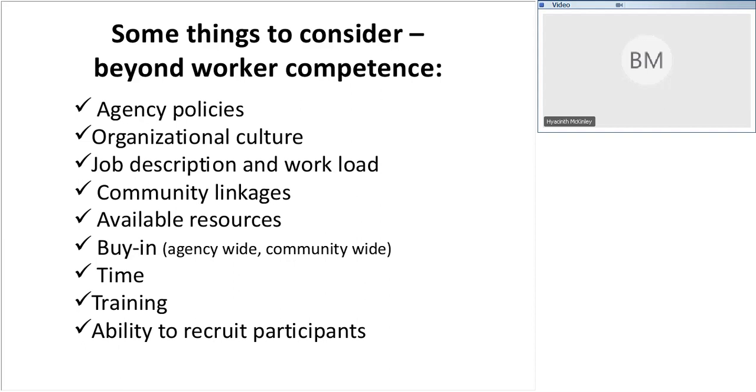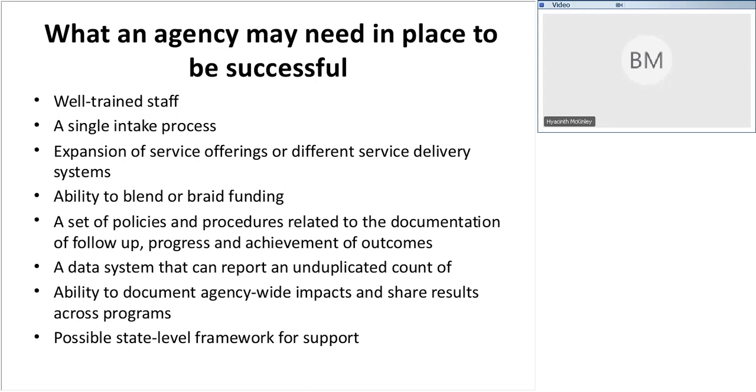So one of the things to consider if you're going to try to move out of silos is, do you have participants that want to do this work? And this is repetitious of what we've said before, almost a kind of summary. We need well-trained staff, a single intake process. We need to expand or differentiate the services that we're doing. We need to be able to understand funding. How do we blend or braid funding from these various services?